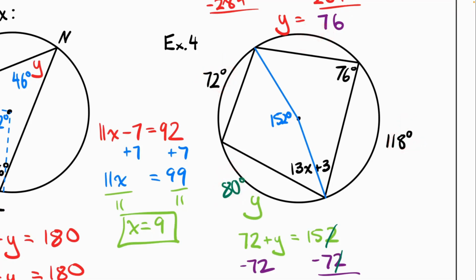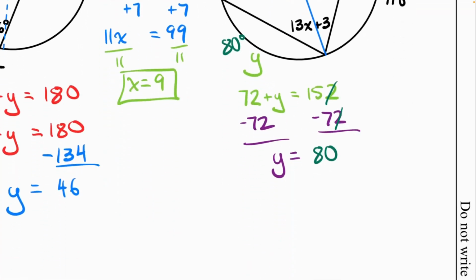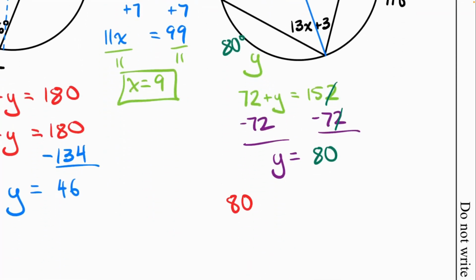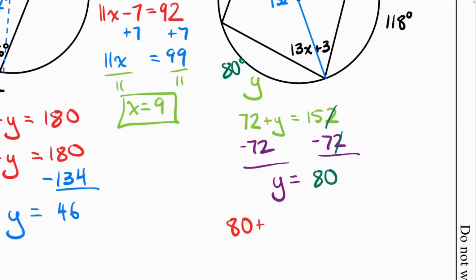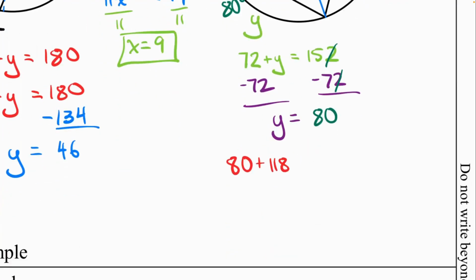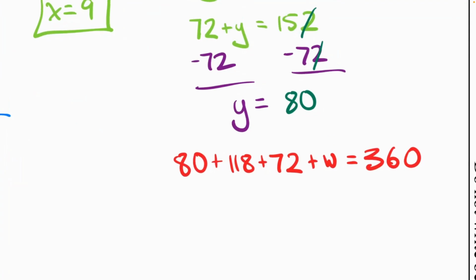Yeah, we all add them up and set them equal to 360. So I'll call this W for now. So let's see if I have enough room down here. So if I do 80 plus 118 plus 72 plus the variable that we need and set it equal to 360, we can therefore solve for that remaining angle.